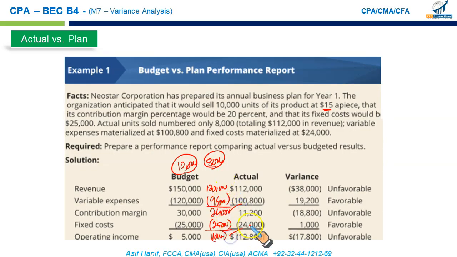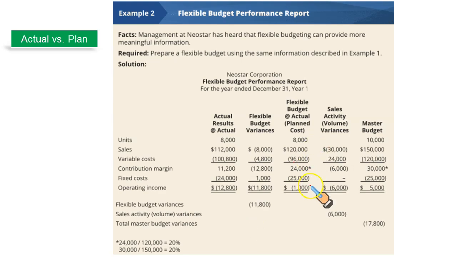24 contribution and 1,000 is the operating loss, right? Now, this is the original static budget. This is the flexible budget, and these are the actual results.